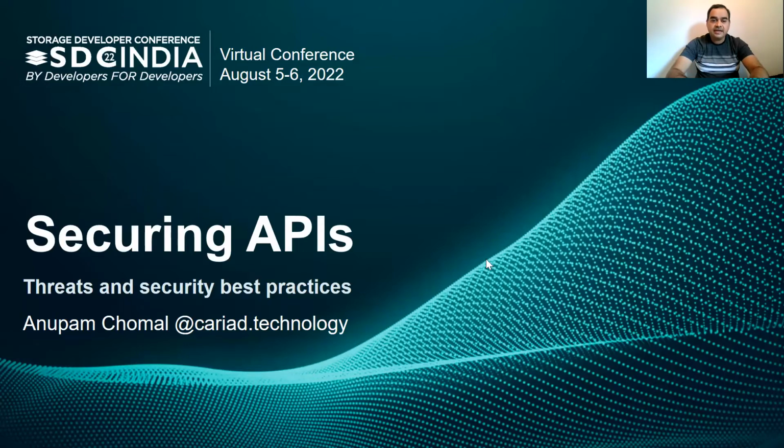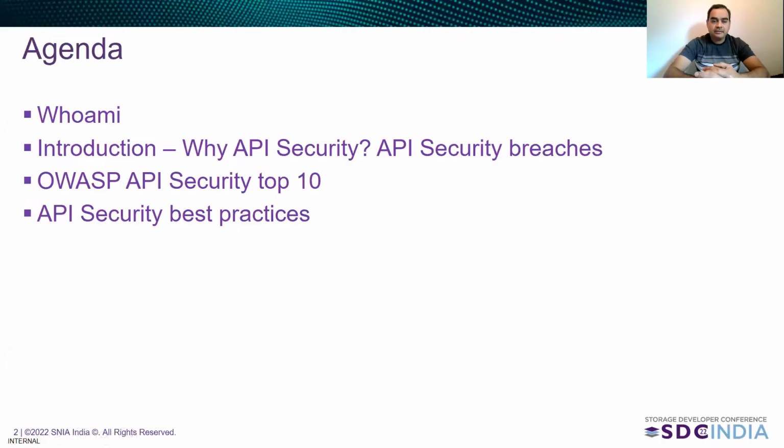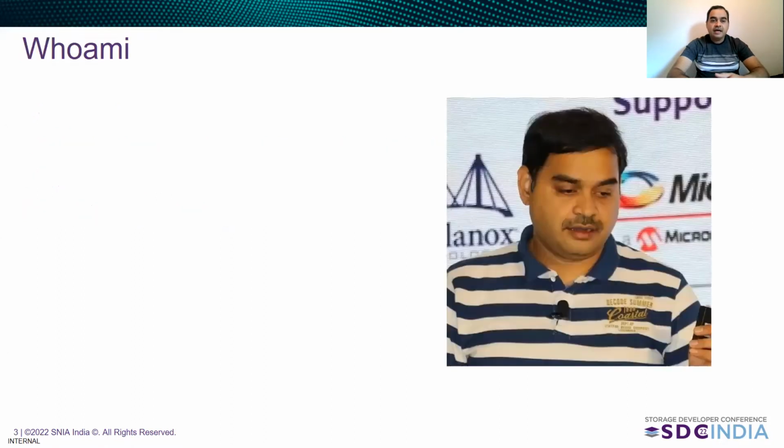Let's jump into the agenda slide. The flow of the presentation is pretty straightforward. I will introduce myself. I'll introduce the topic of API security, what I mean by API security, and some recent security breaches. I will talk about the OWASP API Security Top 10. And then I will talk about API security best practices. There might be occasional alarms ringing in between. That's a timer check for me so that I keep the presentation time bound. Apologies for that.